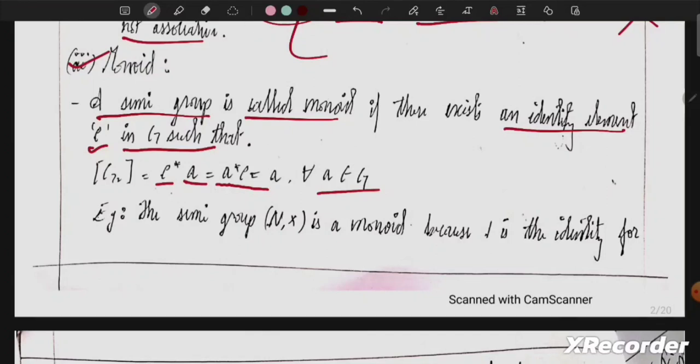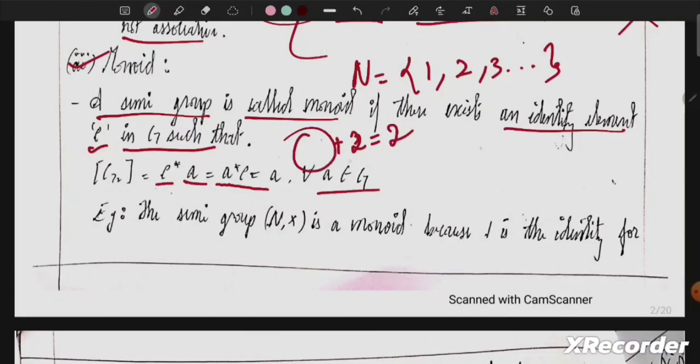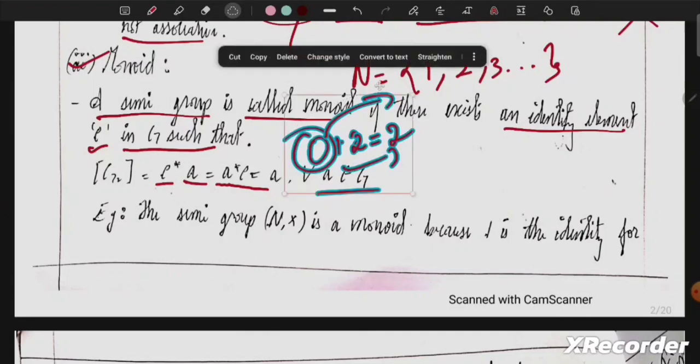We have a set of natural numbers that is given by N equal to 1, 2, 3, and so on. Let us see for the addition operation first. If we take 2 from the set of natural numbers, we have to think of an element that should be added to 2 in order to get 2. In this case, if we add 0 to it, we will get 2. But 0 is not there in the set of natural numbers. So for the addition operation, there is no identity element.